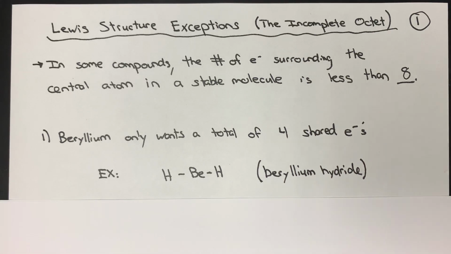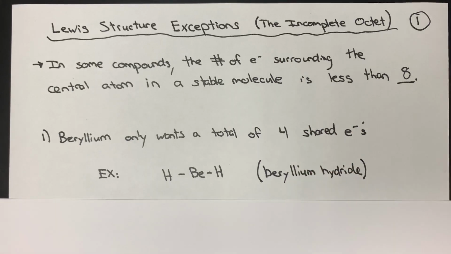Hey guys, this video is going to be on Lewis structure exceptions, resonance structures, and formal charges. So let's start off with Lewis structure exceptions. Our initial focus is going to be on octets that are incomplete. There are other exceptions that exist, such as radicals. We're going to limit ourselves to central atoms that don't quite hit 8.